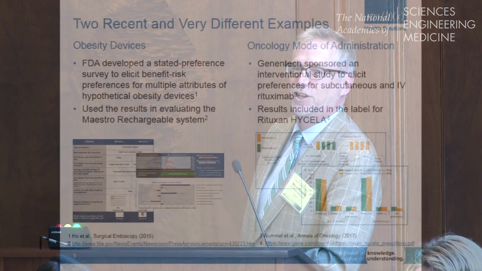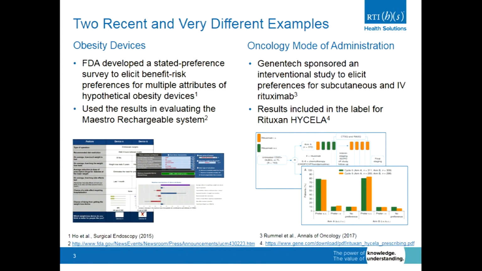More recently, and just as impactful, there was a study sponsored by Genentech looking at preferences for subcutaneous versus IV Rituxan in blood cancers. This was a crossover study, an interventional study done using a crossover design. At the end, after people had been exposed to both modes of administration, they were asked, which one do you like better? Pretty simple question. There's more to it than that, but that's the general idea. And this became part of the patient experience section of the label.